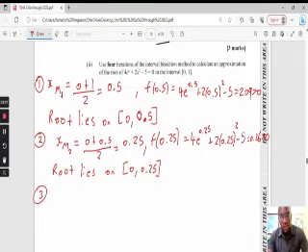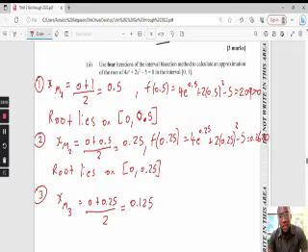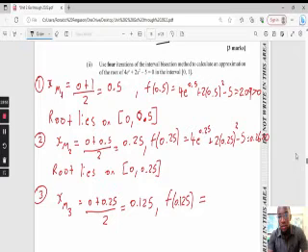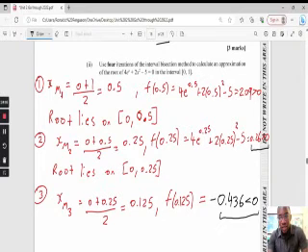Now, third bisection: xm3 is going to be 0 plus 0.25 divided by 2, which is 0.125. Now we need to work out f of 0.125. Just plug it in the calculator. You don't need to show so much. We get negative 0.436, which is less than 0. Notice f of 0.25 is greater than 0 and f of 0.125 is less than 0, so the root lies between 0.125 and 0.25.